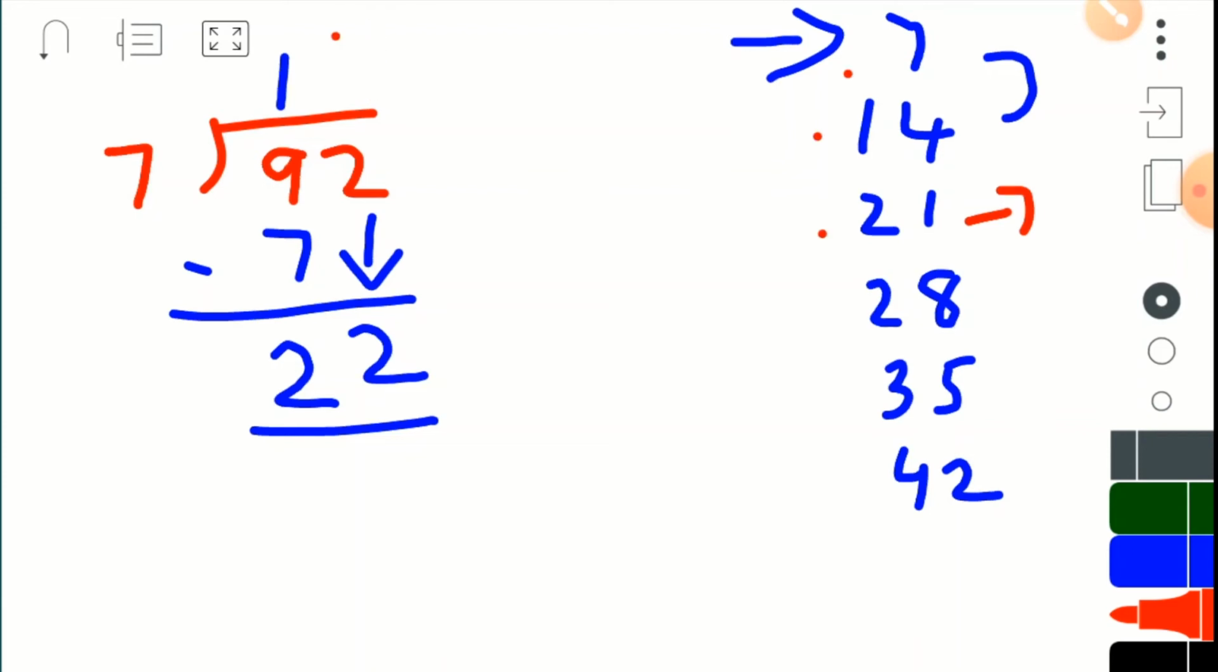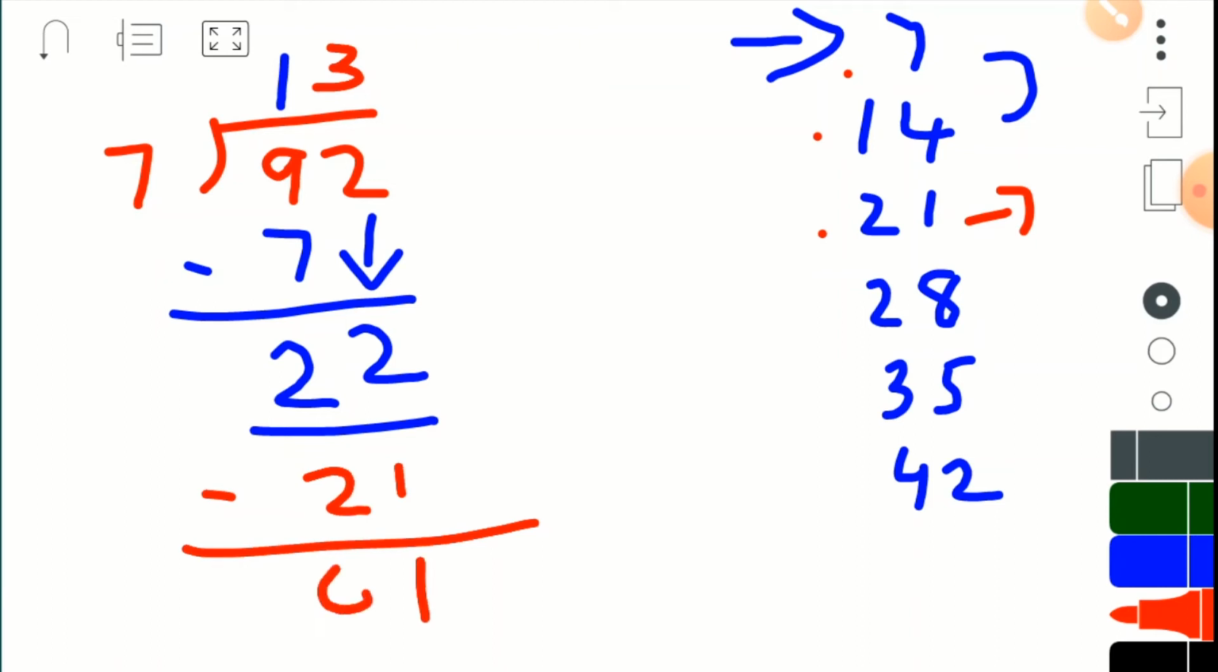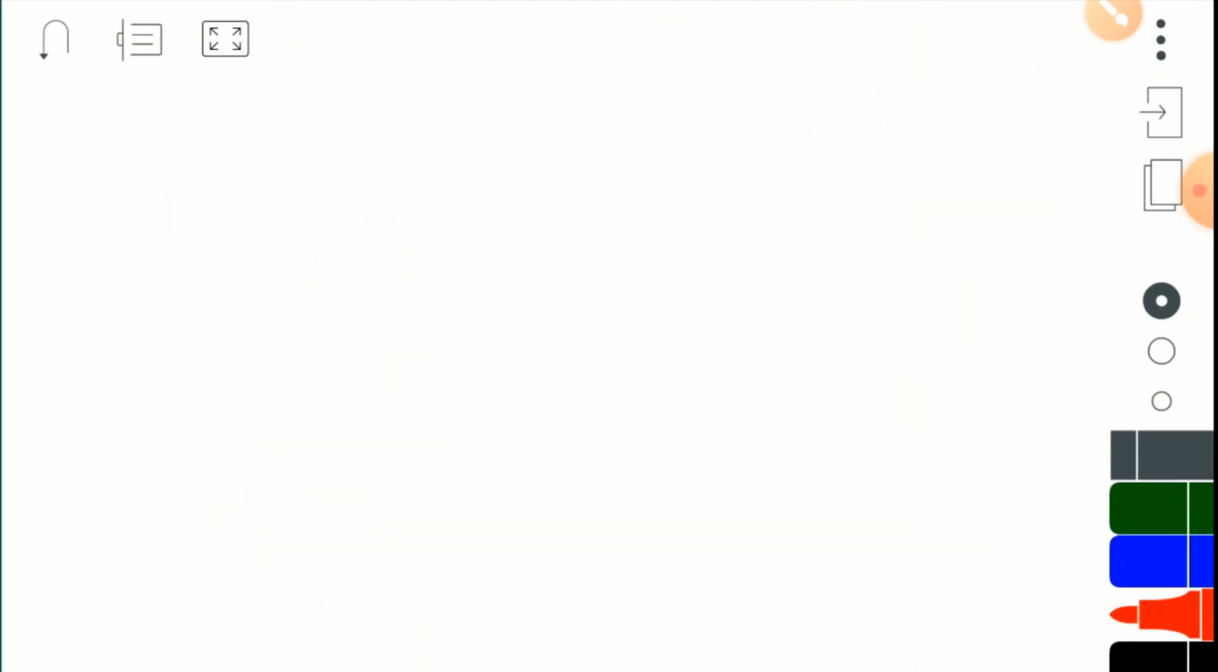7 3s are 21. So when you subtract this, 2 minus 1 is 1, 2 minus 2 is 0. So this is your final answer. Now let's see another type.